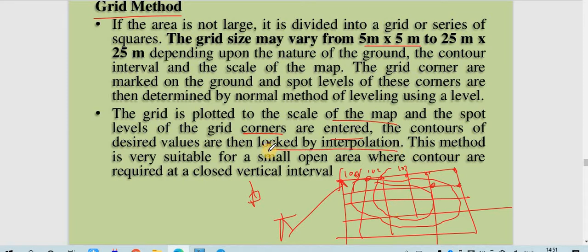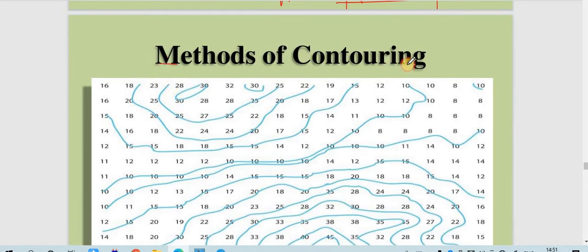Interpolation is done, and with the help of interpolation you will draw the contour line by considering all the characteristics which we have studied in the previous slide. That it should be a closed contour, the line should join the points of equal elevation, and all the other characteristics we need to consider and draw that particular contour. So this method is very suitable for small areas, and where close vertical intervals are required. Next point, this is basically the method.